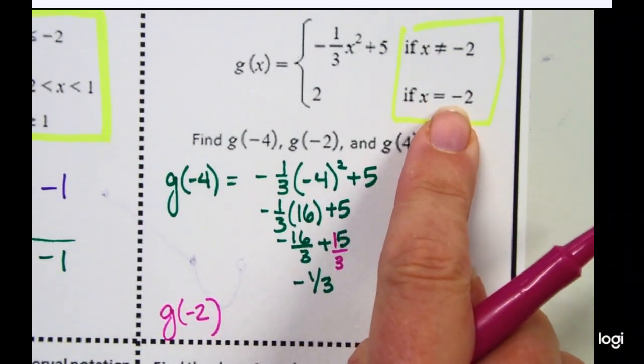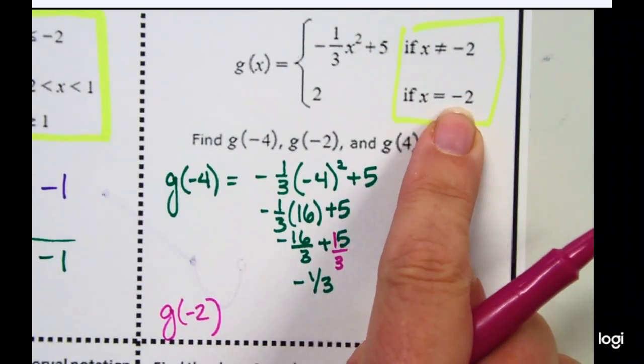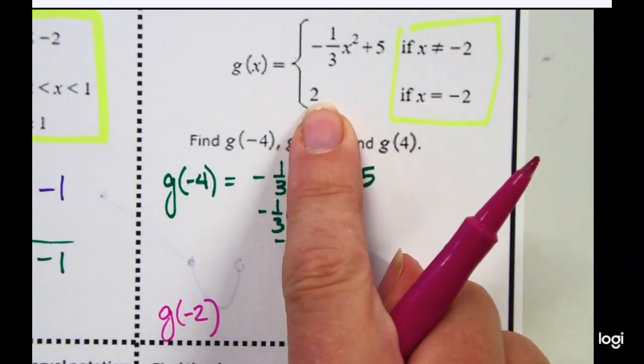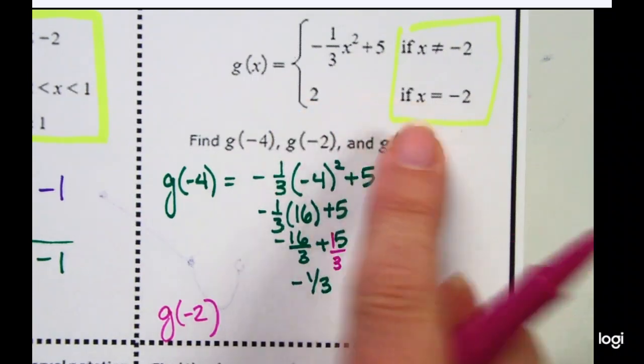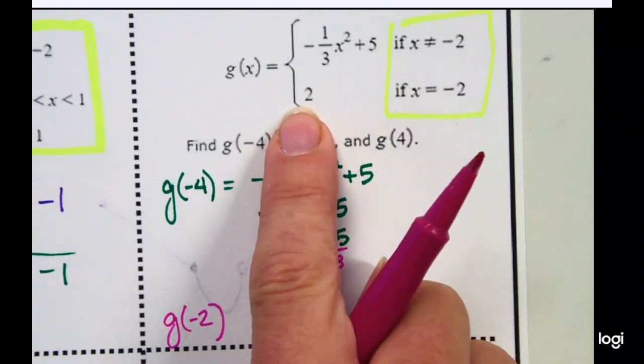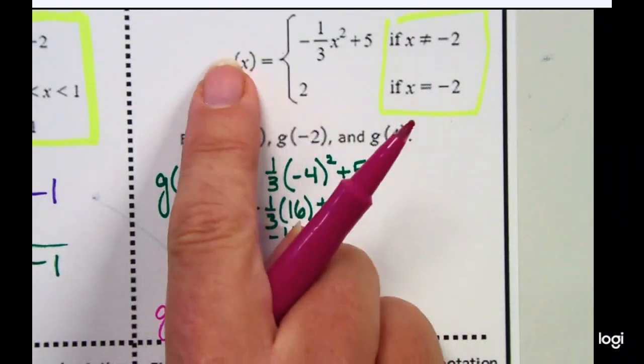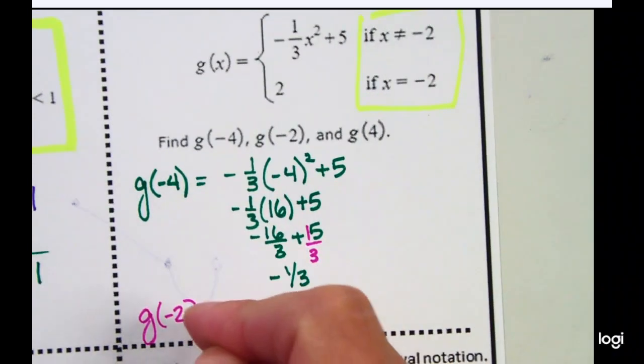There it is, x equals -2 right there. So no math needed this time. What does g of -2 equal? +2, right? We plugged in -2, and we get g of x in this case is +2.